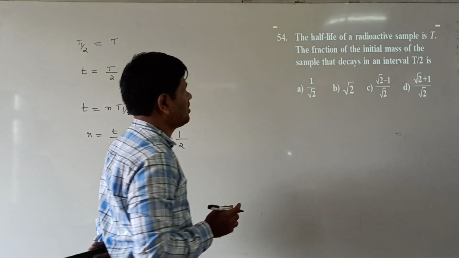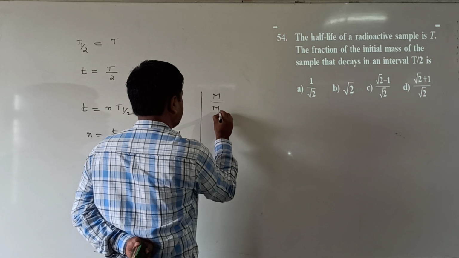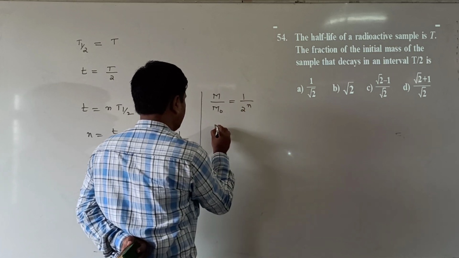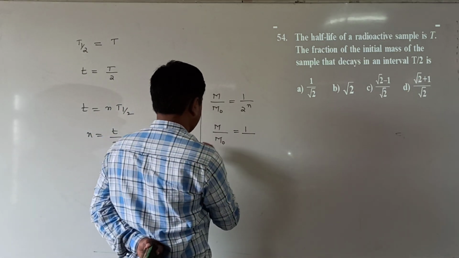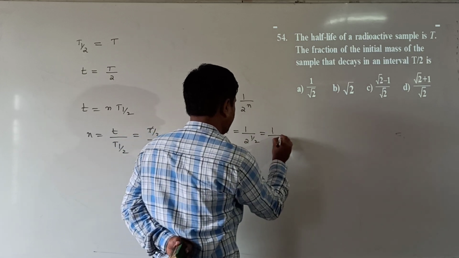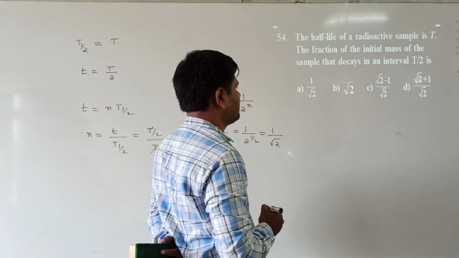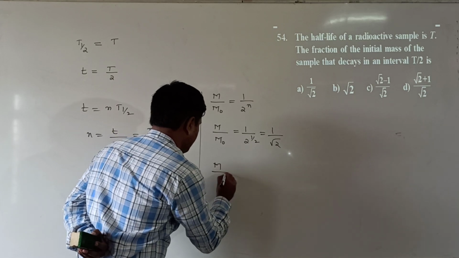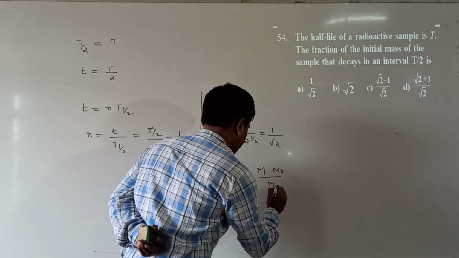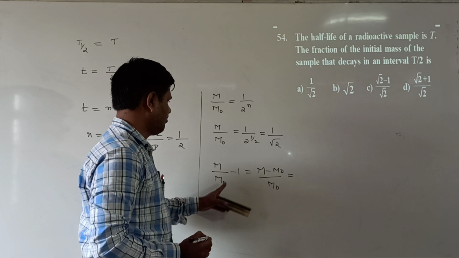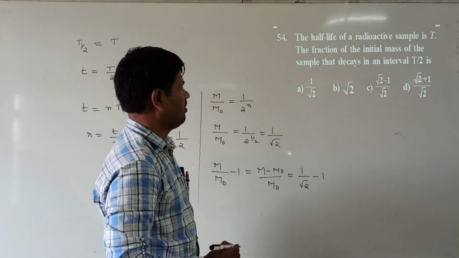Now, the fraction of the initial mass of the sample is being asked. We know that m by m naught is equal to 1 by 2 power of n. Here n is equal to 1 by 2, so m by m naught is 1 by 2 power of 1 by 2, which means 1 by root 2. Now the fraction of the initial mass is asked, which means m by m naught minus 1, that is m minus m naught by m naught. We know m by m naught is 1 by root 2.